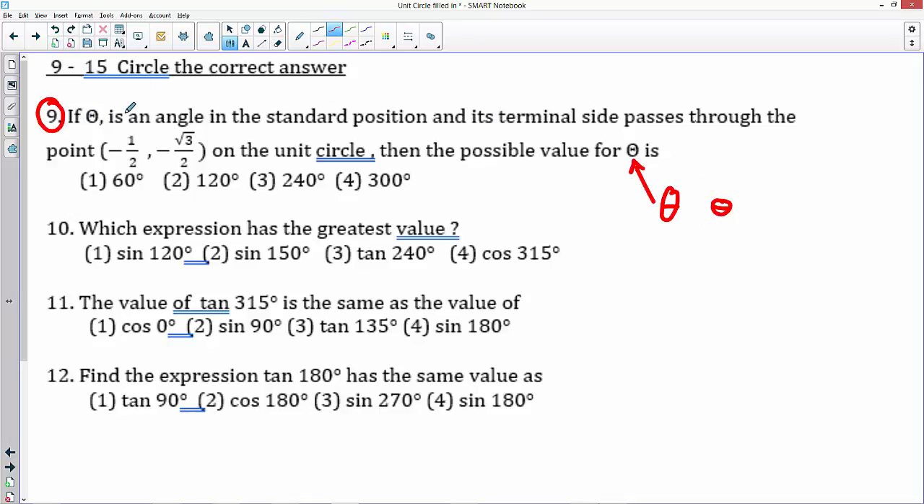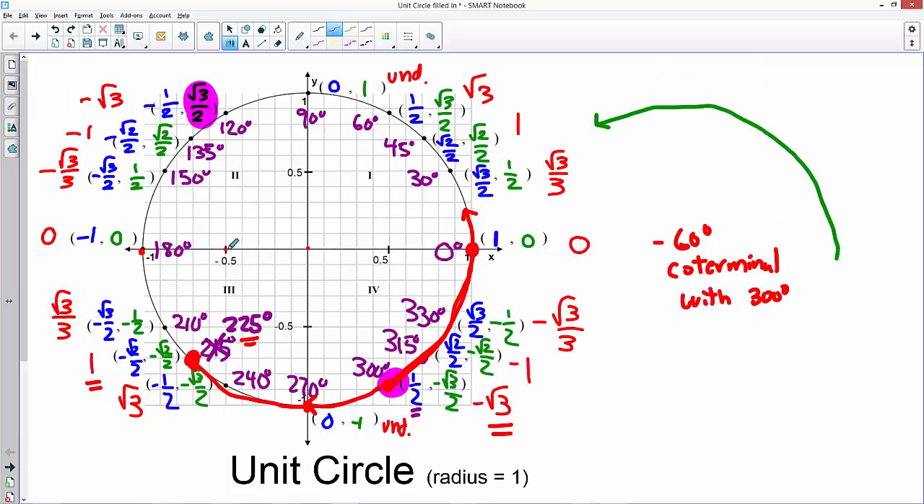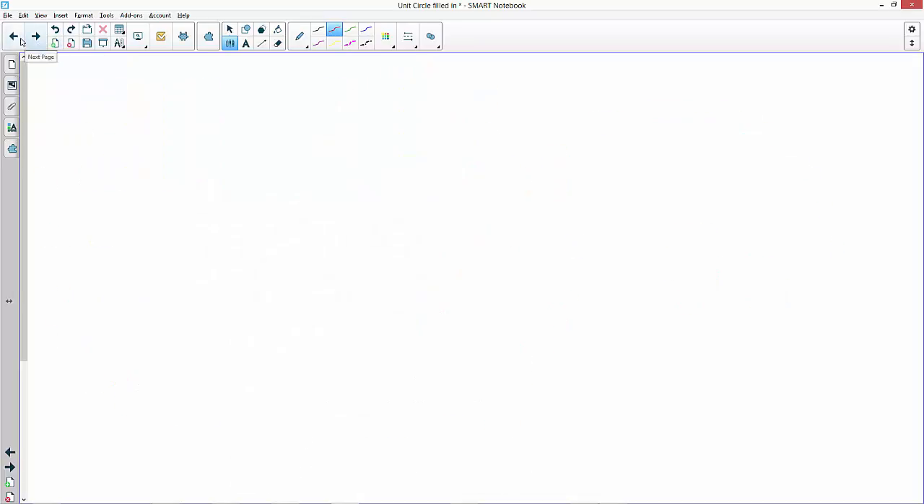So if theta is an angle in the standard position and its terminal side passes through the point here on the unit circle, then what's the possible value for theta? So they're just basically saying, look for this point on the unit circle. Okay, so we're going to go left 1/2 and down radical 3 over 2, and tell me what angle of these four choices is going to match that, right? So negative 1/2, negative radical 3 over 2. Okay, so start here, negative 1/2 here, and then down negative radical 3 over 2, right? So it's right here. There it is. See it? Negative 1/2, comma, negative radical 3 over 2, and the answer is this dot, and that dot is 240. Oops.